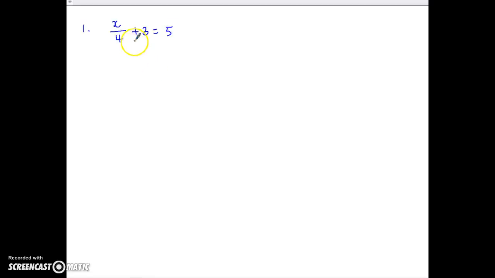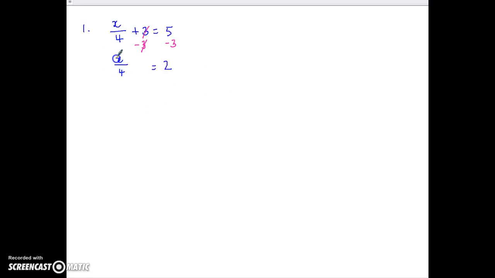Now it's important that you pay attention to the order there. X, it's first of all divided by 4, then 3 is added. So since adding 3 was the last thing that happened, that's the first thing we need to get rid of. So it's a plus 3. To get rid of a plus 3, I take 3, plus 3, minus 3 is gone. So now I have x over 4 equals 5, take away 3 is 2.